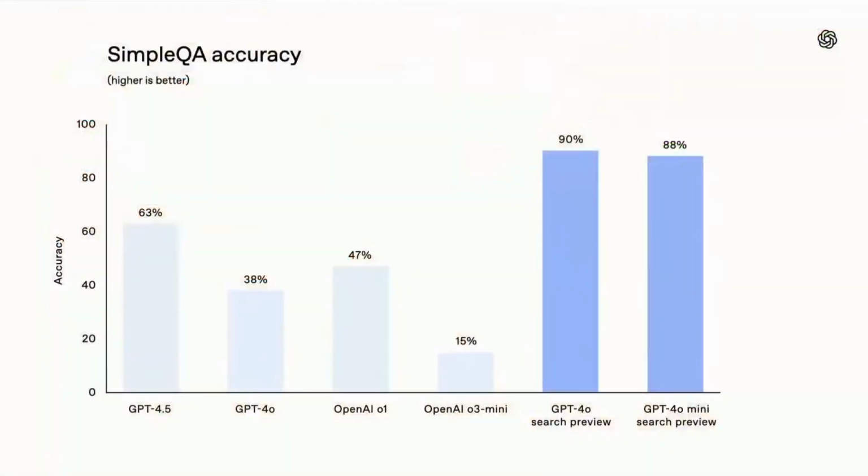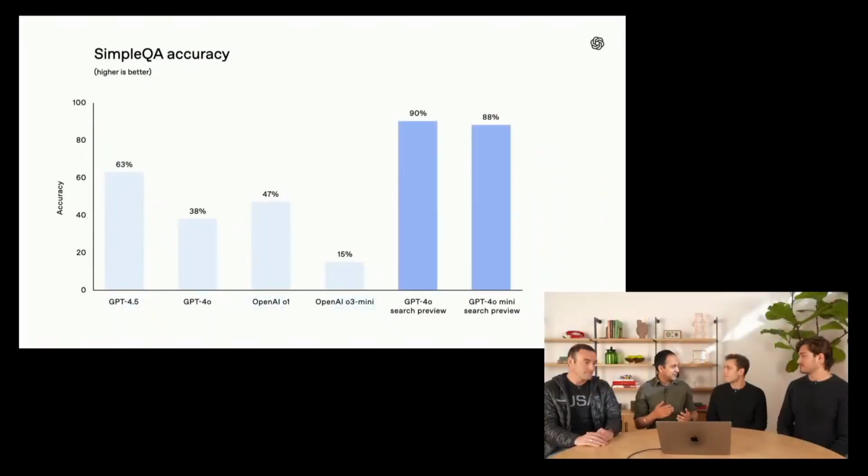In a benchmark that measures these type of things, which is called Simple QA, you can see that GPT-4o hits a state-of-the-art score of 90%. So that's the first tool. Steve, do you want to tell us about the second one?